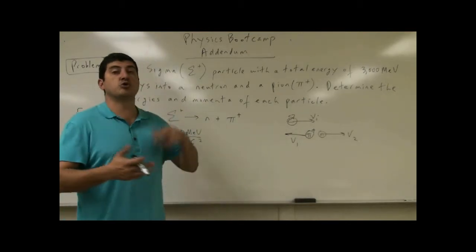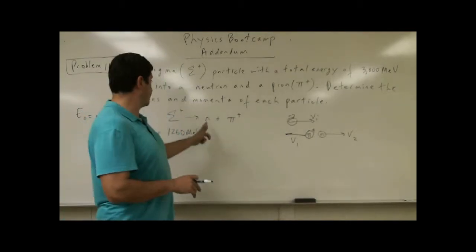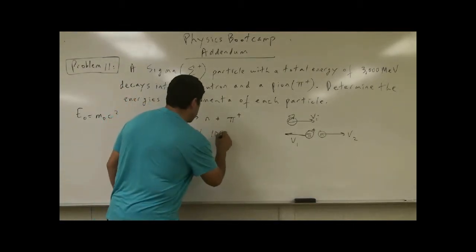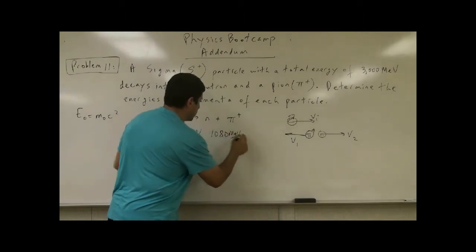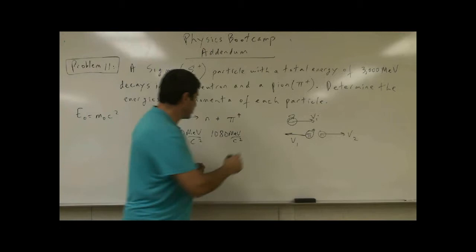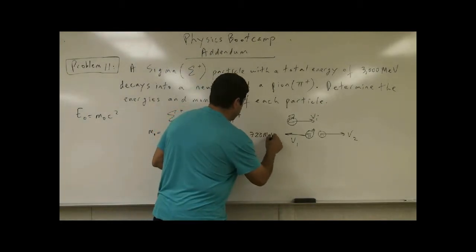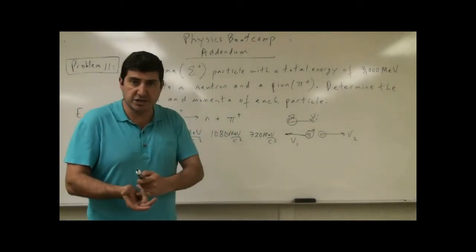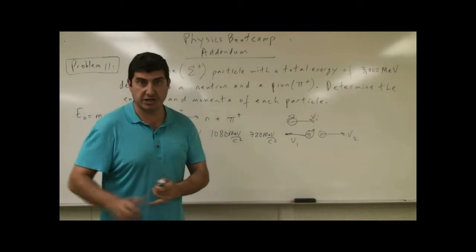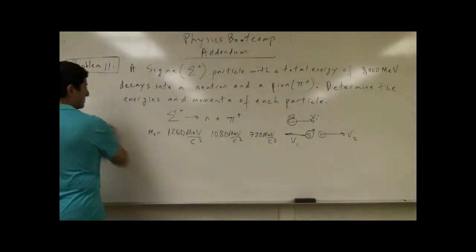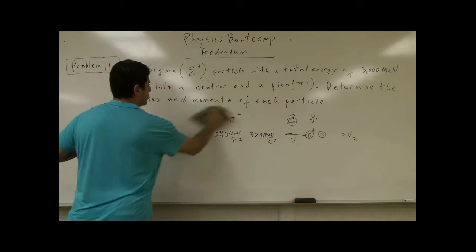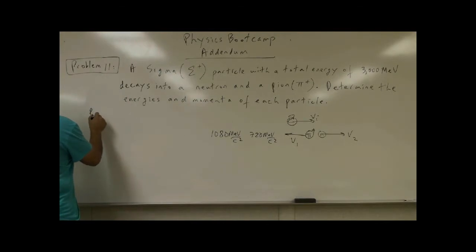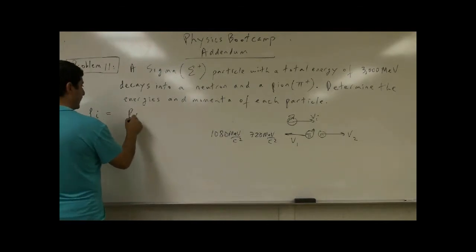What else do we need? We need to know the rest energy or the rest mass of the neutron and the pion. The neutron turns out to be about 1080 mega electron volts per c squared, and the pion comes out to be 720 mega electron volts per c squared. We have to impose momentum conservation and kinetic energy conservation on this problem. So what are we going to say? The momentum initial is equal to the momentum final total.